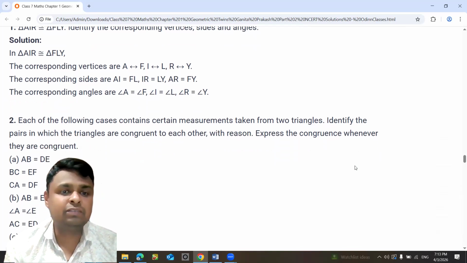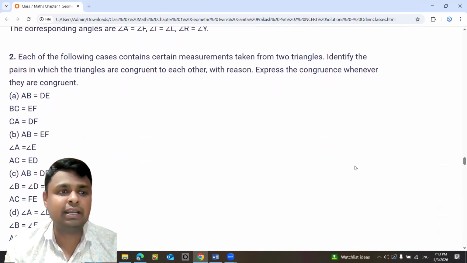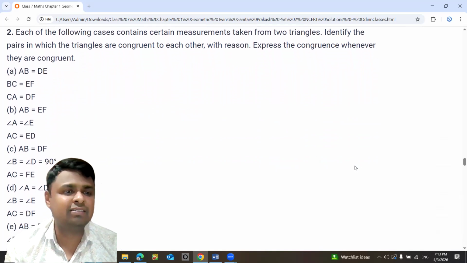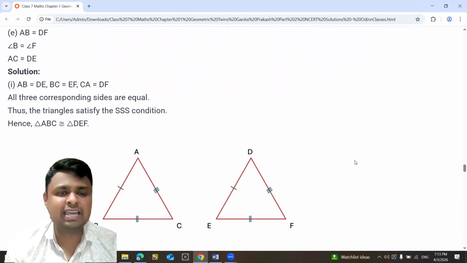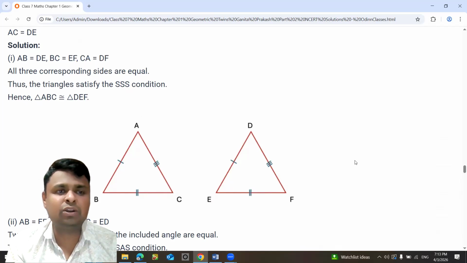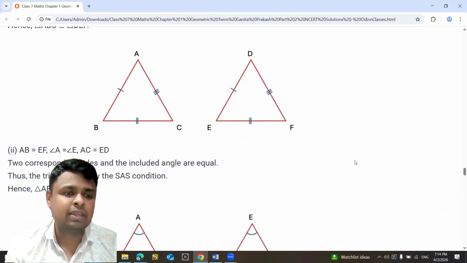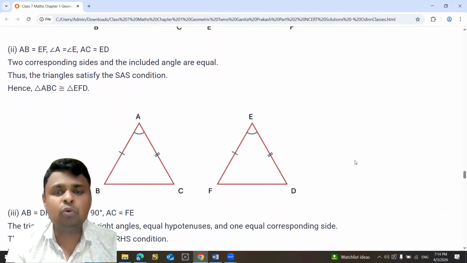Now, in each of these following cases, certain measurements are taken. Identify which are congruent and express. So here they have given the measurements and you can easily find out. You know the tests, SSS test and all. You can observe the solution. It's very easy. So the first one, AB is equal to DE, BC is equal to EF, CA is equal to DF. Very simple. So three corresponding sides. So SSS test.